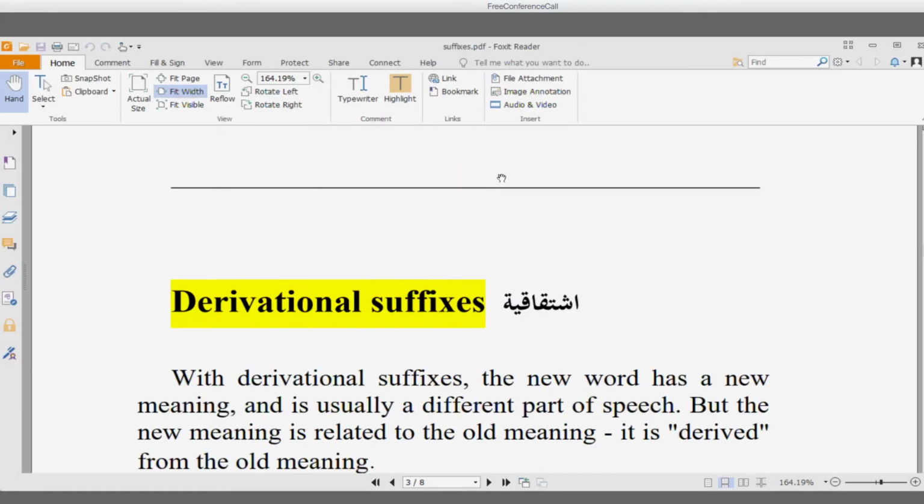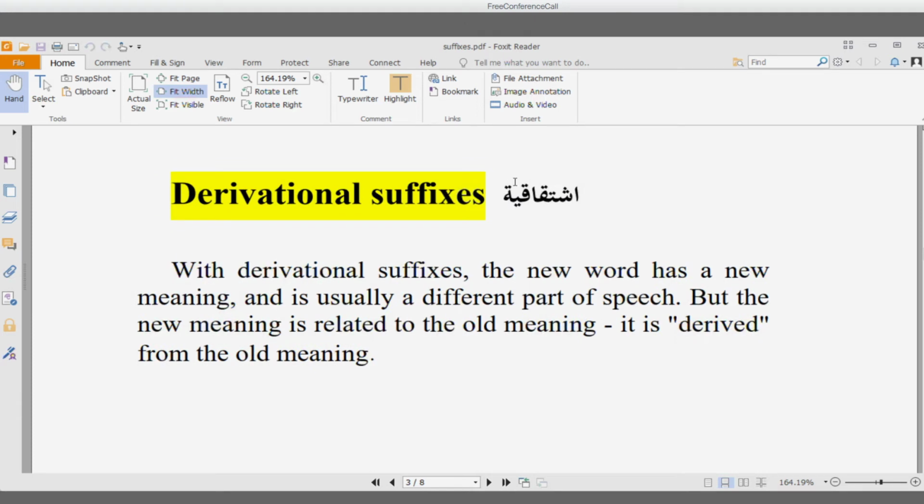Now we move to take some extra information also about derivational suffixes أو الإضافات الاشتقاقية. With derivational suffixes, the new word has a new meaning. يعني الكلمة لما أضيف لها الsuffix derivational الإضافة الاشتقاقية the new word has a new meaning. الكلمة تصير ذات معنى جديد مختلف. Usually a different part of speech، يعني تتغير من فعل إلى اسم، من اسم إلى صفة، من صفة إلى ظرف وهكذا. But the new meaning is related to the old meaning.